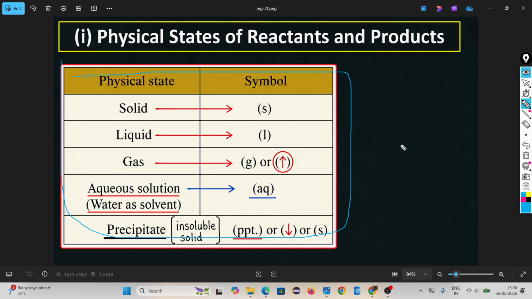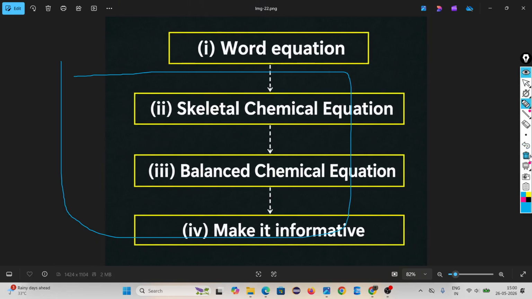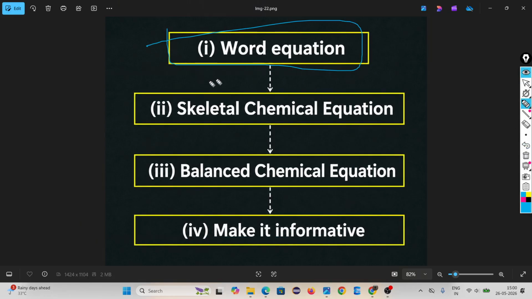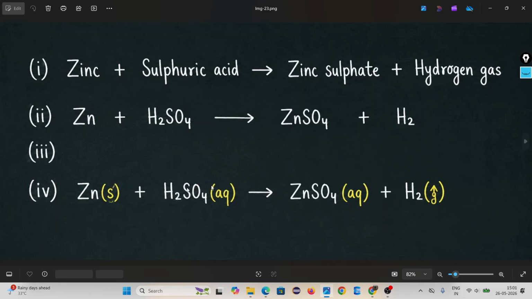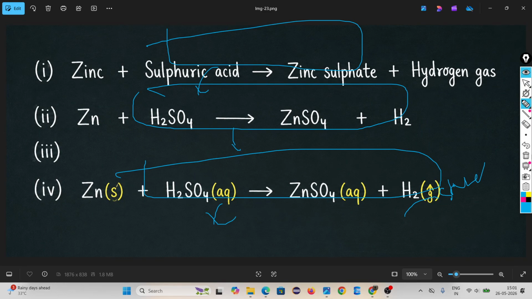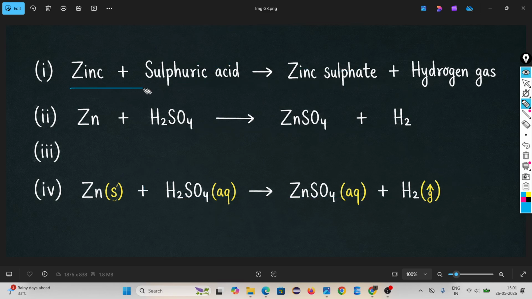This shows which state the element is in. Then look at what we are doing here. First the word equation. We convert this word equation into a skeletal chemical equation. Then balance it. Then make it informative by writing the state. Suppose I take one example: zinc plus sulfuric acid gives zinc sulfate plus hydrogen gas.